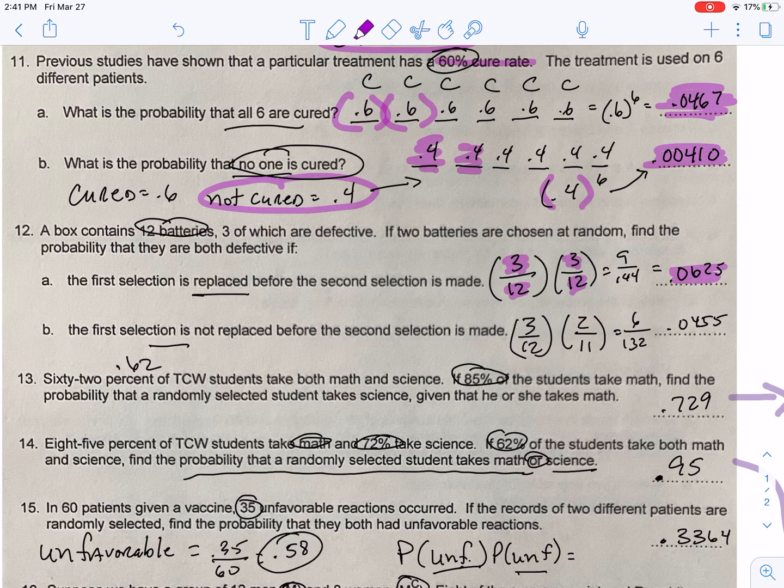On 12B, we're going to change it up a bit. On the first pull, there's 3 defective batteries out of 12. But when I leave that one out, that leaves 11 batteries in the bag and only 2 defective ones. So if I multiply that together, I get 6 out of 132, which is 0.0455.